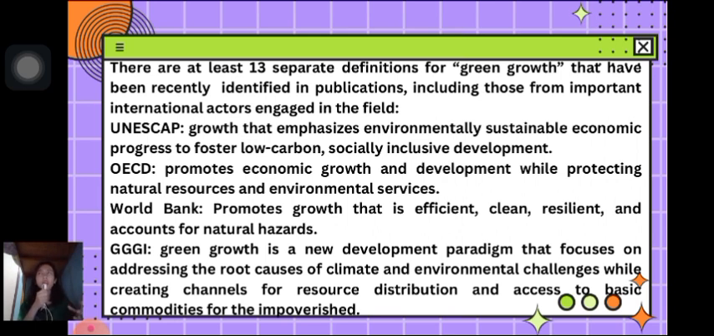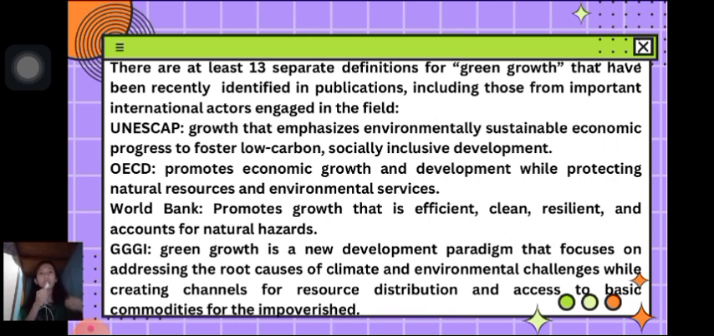So, in your own understanding of the definition of GGGI, can someone share what they understood by this meaning, in your own words? What did you understand from the definition of the GGGI about green growth? Yes. If you think that is right, then that is right.